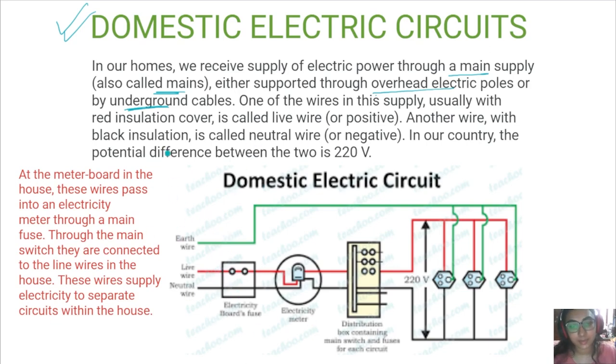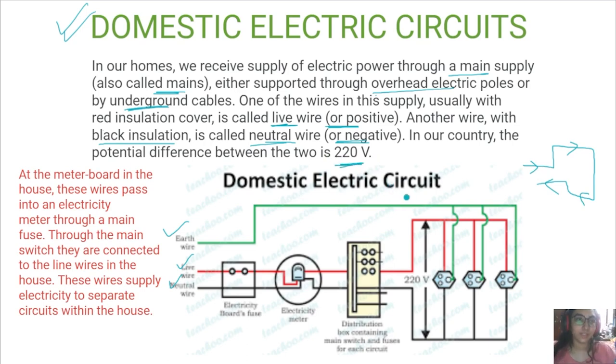Our circuits are made in such a way that they have three wires: earth wire, live wire, neutral wire. One of the wires in this supply, usually with the red insulation cover, is called the live wire or the positive terminal. Another wire with the black insulation is called the neutral wire or the negative. Obviously, to complete a circuit, you have to have two wires, right? So here the current is flowing and here the current is coming back. In our country, the potential difference between the two is 220 volt.